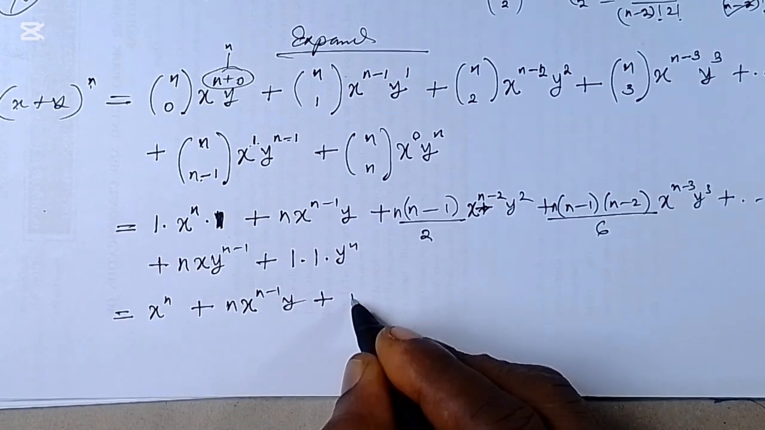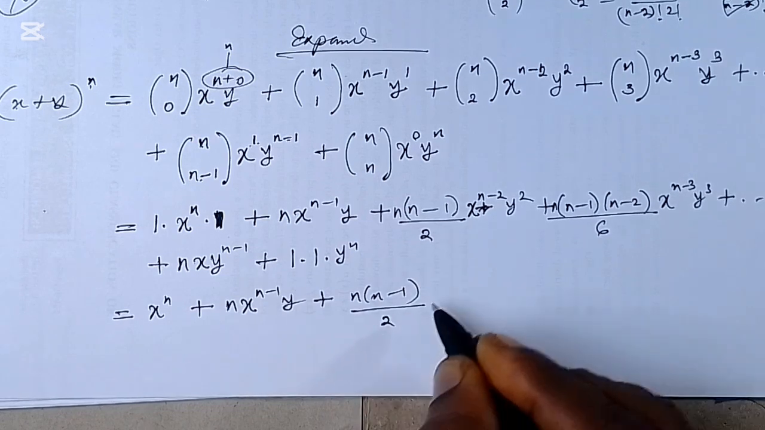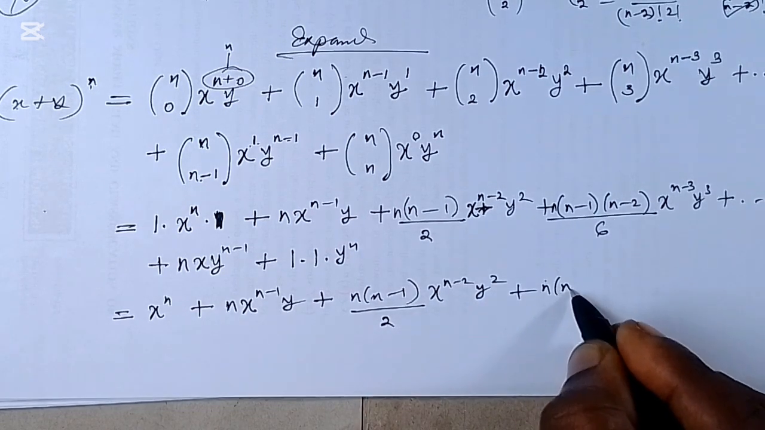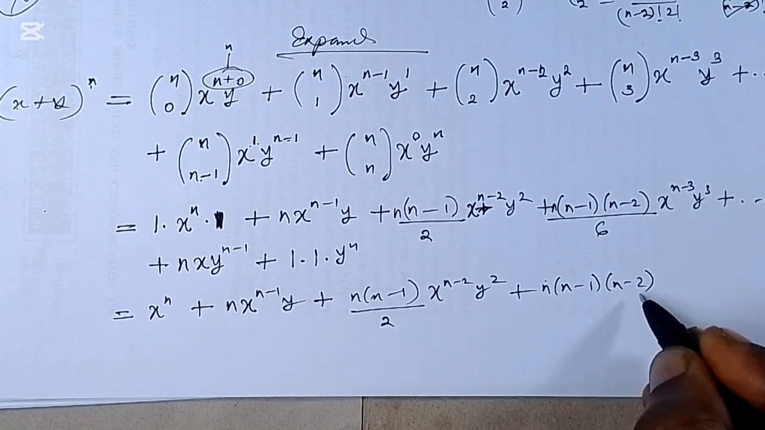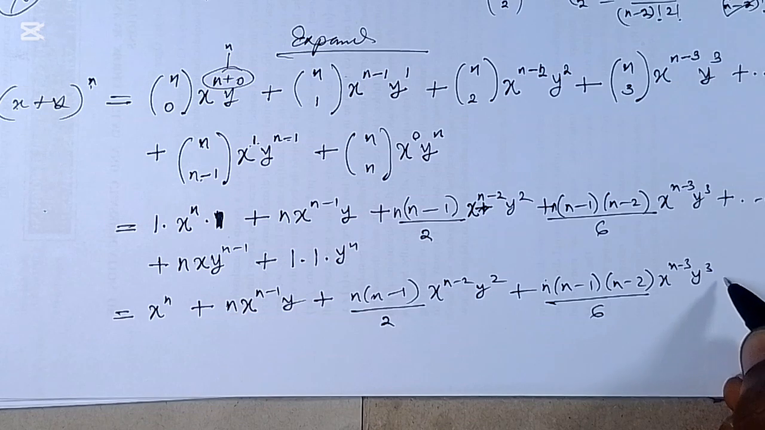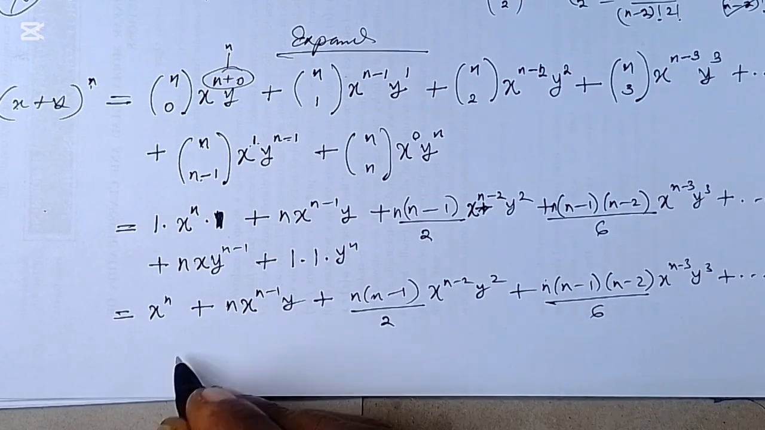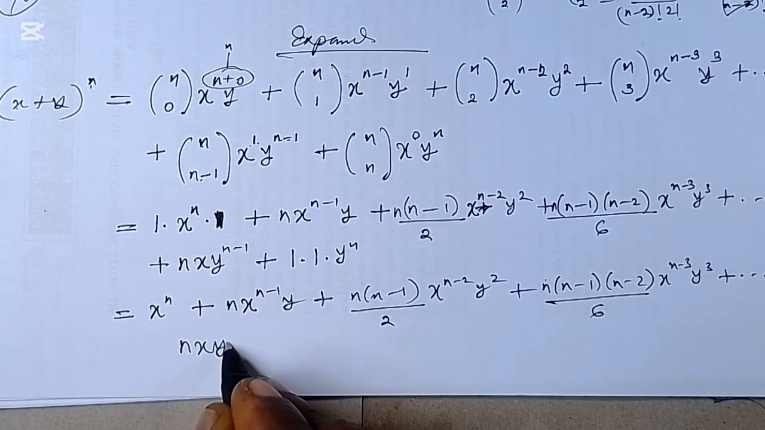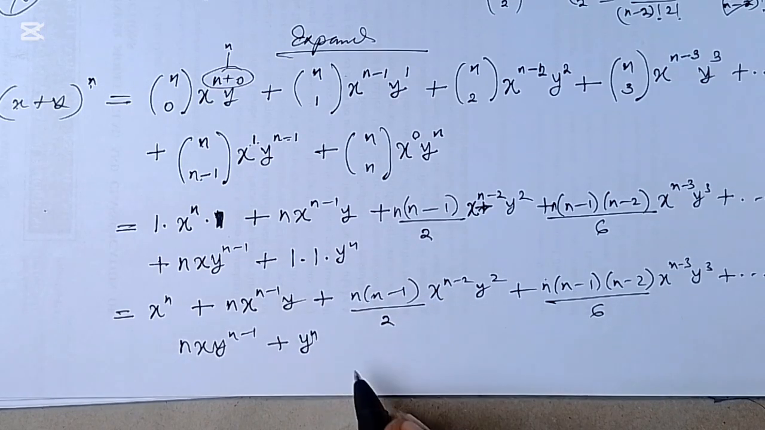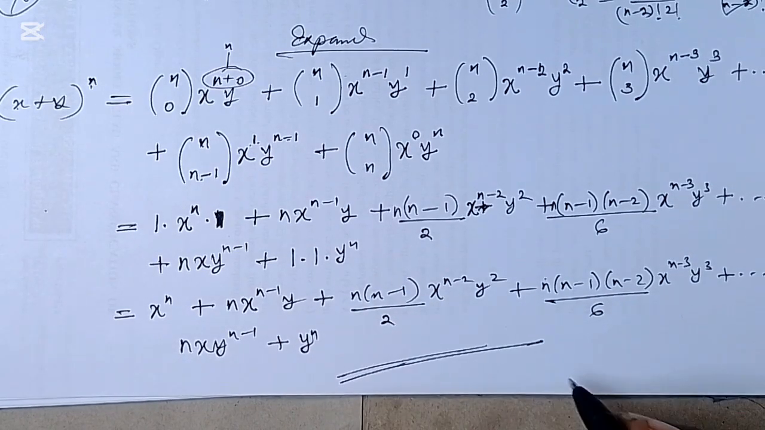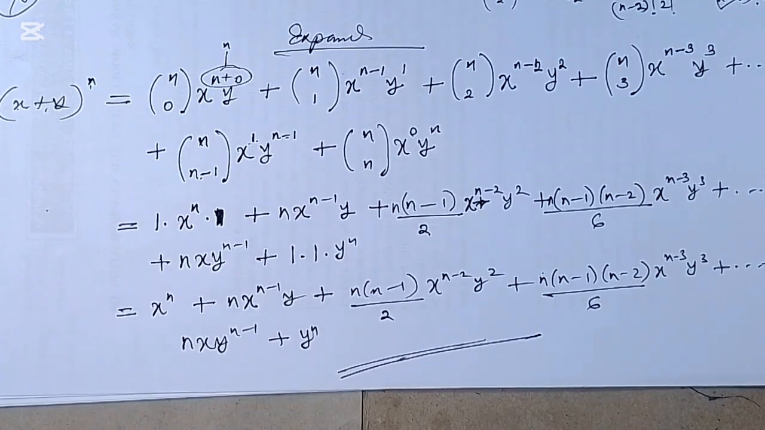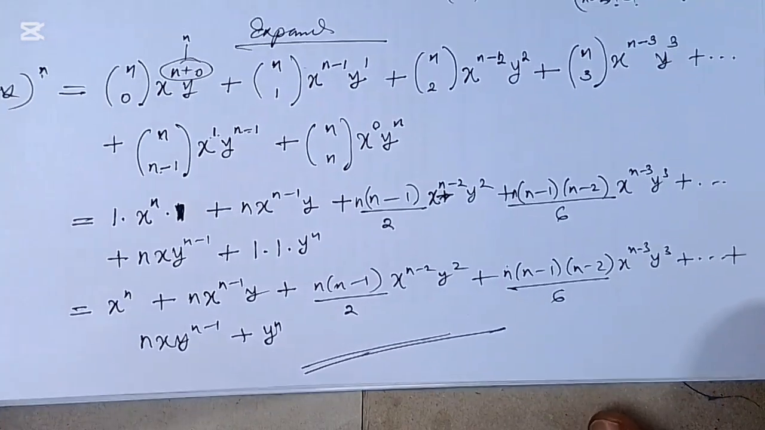So this will be n times (n − 1) all over 2, x raised to the power n − 2, y raised to the power 2, plus n(n − 1)(n − 2) all over 6, x raised to the power n − 3, y raised to the power 3, plus ellipsis, plus n x y raised to the power n − 1, plus 1 times y raised to the power n, which is y raised to the power n. And this is the expansion for (x + y) raised to the power n. So that is for expansion.